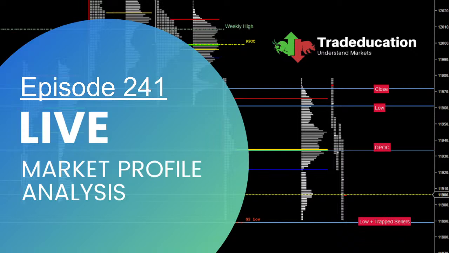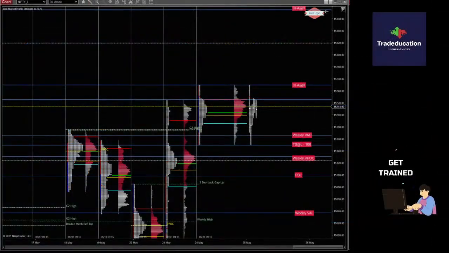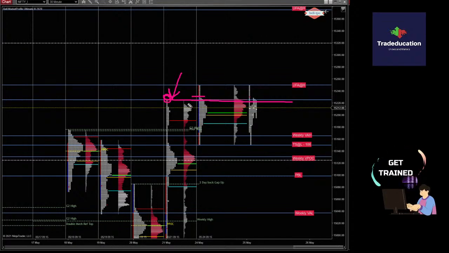Okay, so with that, let me quickly share my screen and let's look at what's happening currently. A lot of nuances and a lot of references were built right from the morning. One of the important references which I was looking at was the previous day high. What happened was the auction today opened outside the range of yesterday.